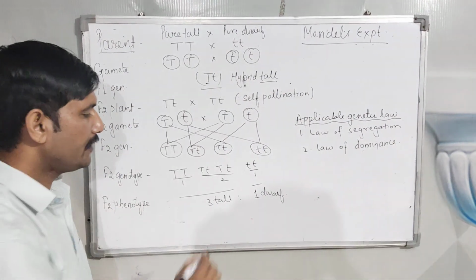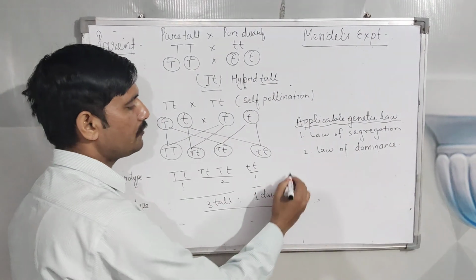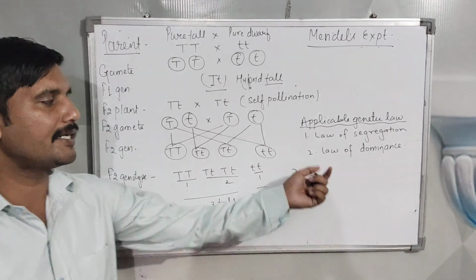So we are getting the 3:1 phenotype ratio and the 1:2:1 genotype ratio in the F2 generation, and this indicates the law of dominance.